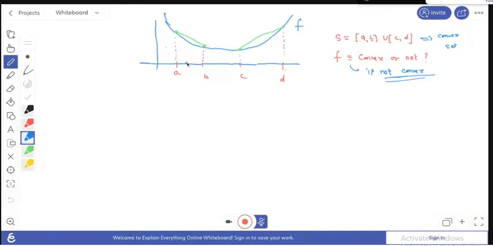ओके, सपोज इफ यू टेक वन पॉइंट हियर एंड वन पॉइंट हियर, इफ वी ज्वाइन दीज टू पॉइंट्स, सो this portion of line segment doesn't belong to your set S. Okay, that's why your this given set S is not convex set. Clear? तो जब S आपका सेट जिस पे फंक्शन डिफाइंड है, that domain is not convex, तो हम फंक्शन की कॉन्वेक्स की बात ही नहीं करेंगे.